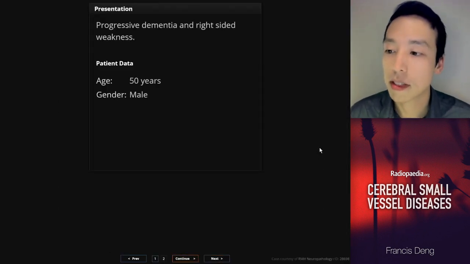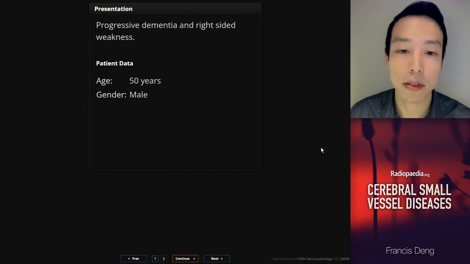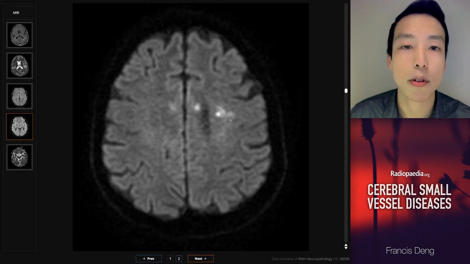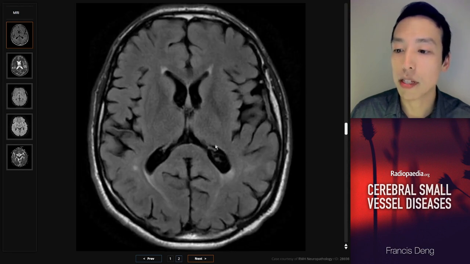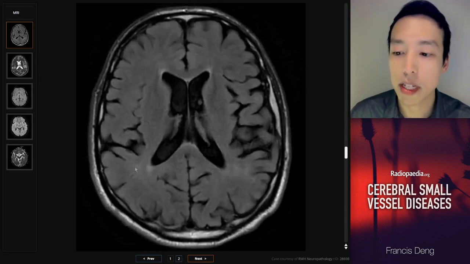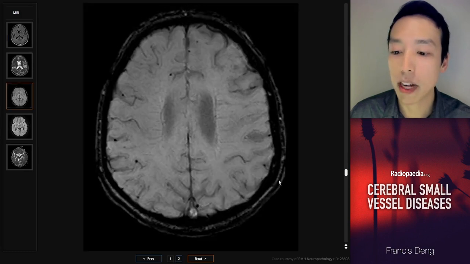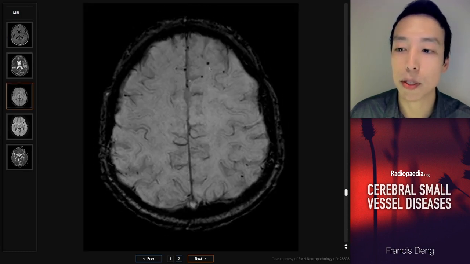Here's another case. 50-year-old male presented with progressive dementia and right-sided weakness. Here too, they have a recent subcortical infarct that's small in the centrum semiovale. On FLAIR, we see a few white matter hyperintensities here and there. But the main findings are really going to be on the SWI. And you got to look closely because these findings are small.